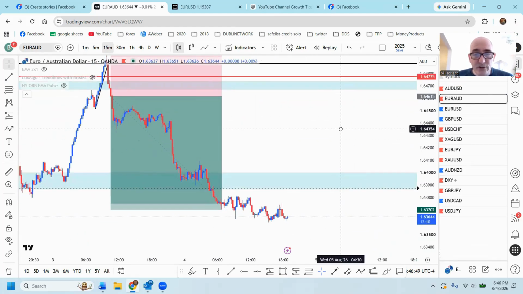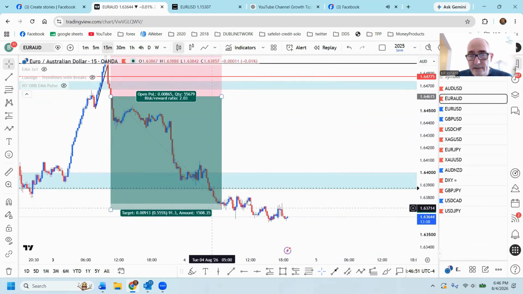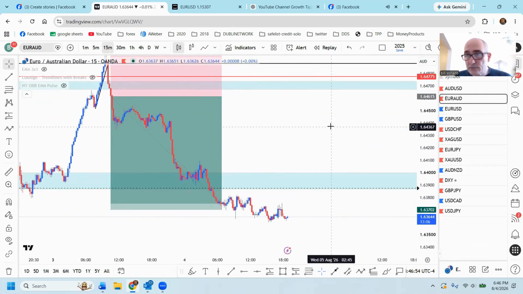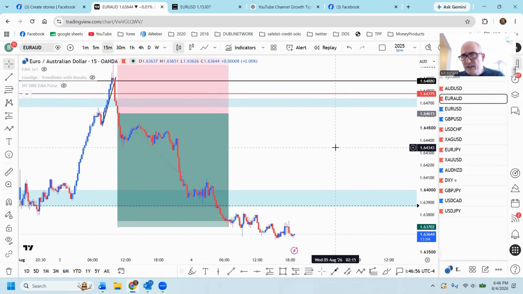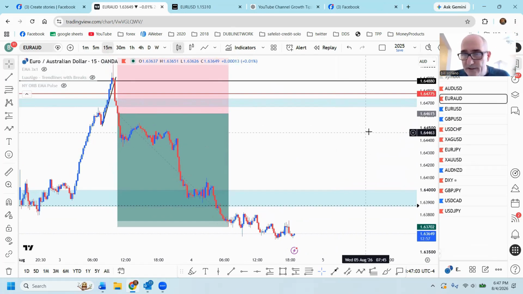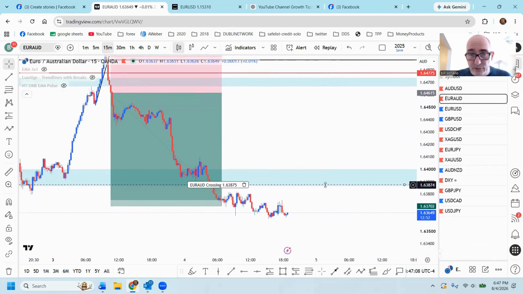EUR AUD, this is a trade I took. I held this trade overnight, and I was able to get a 1 to 2 risk to reward on this trade. This is a trade that I won. I did lose 2 trades overnight as well, but I won this one, and I also won another one I'll show you in a second. But this is still bearish, and we're looking for this area right here. We're looking for price to come back to 1.63875. If you're writing these zones down as I'm saying them, that's good, but if not, you can just go back, replay the video, and pause it on each one.